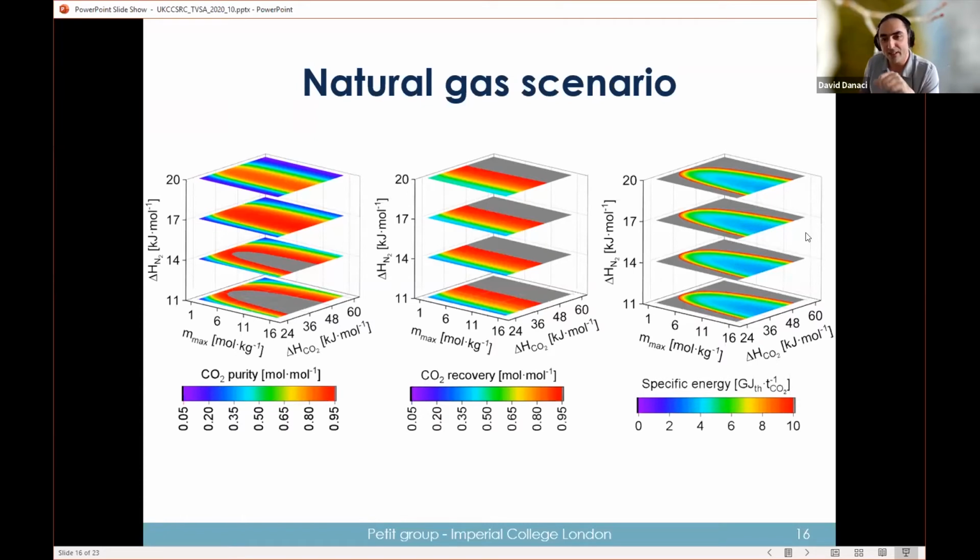What is interesting to see, up in the extremely high CO2 enthalpies of adsorption, is that we suddenly end up in a very poor specific energy range. And that's because you're now trading off working capacity with thermal energy input. So yes, you may obtain very good purity and recovery under these conditions, but you're now paying for that in terms of a much higher input energy requirement.